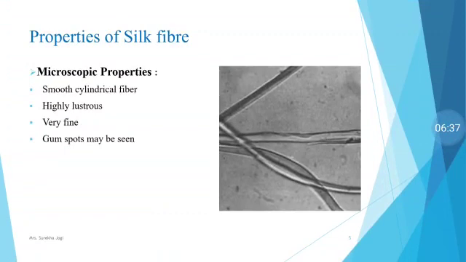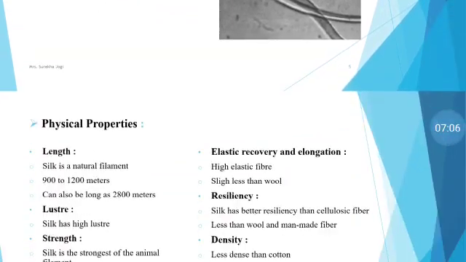We will see properties one by one. First is microscopic properties. Under the microscope, cultivated degummed silk viewed longitudinally resembles a smooth transparent rod. Then under the microscope it is highly lustrous, very fine and sometimes gum spots may be seen.